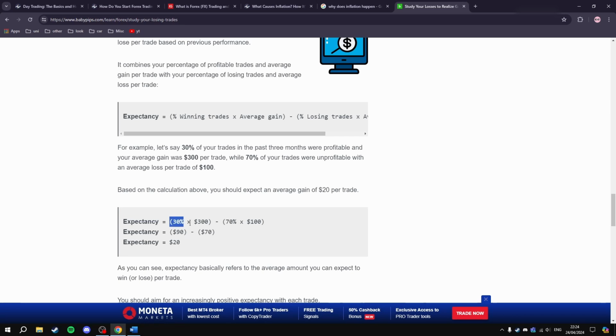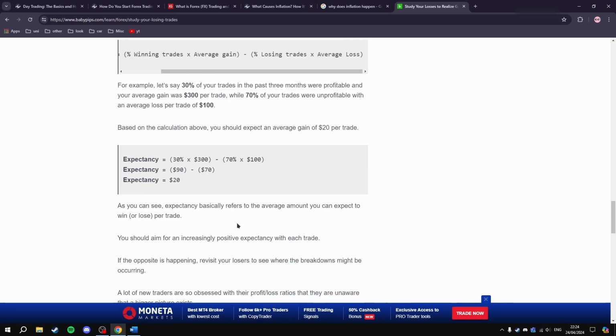So that's 30%, which is your wins, times your average gains, minus your percentage of losses times your average loss per trade. So 90 minus 70 is $20 per trade, a gain of $20 per trade. As you can see, expectancy basically refers to the average amount you can expect to win or lose per trade.